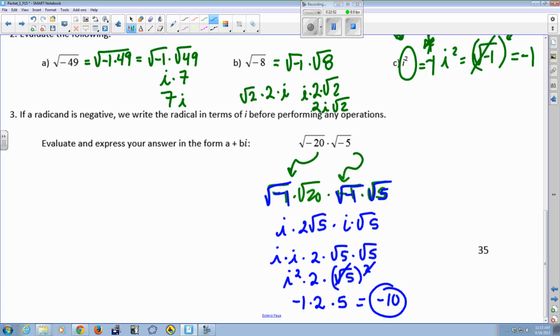Okay. So now you can see why I can't call this the square root of 100, because you wouldn't get -10, you'd get 10. So when you're working with negative radicals, you want to simplify each radical and then continue to evaluate. Any questions on that? Okay.